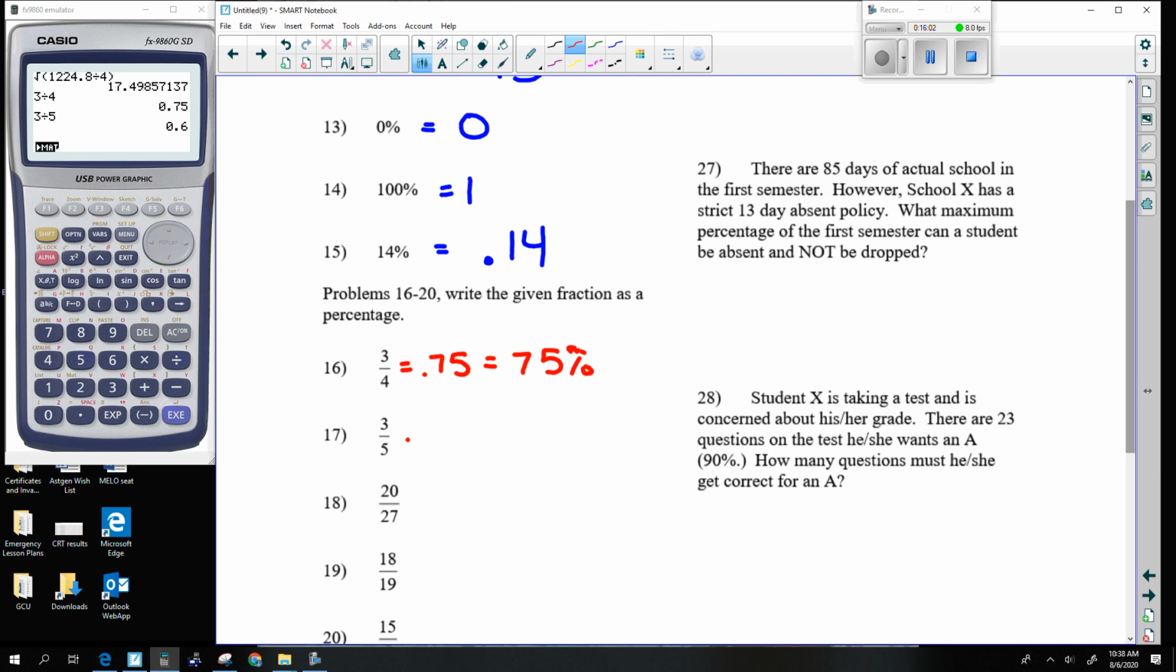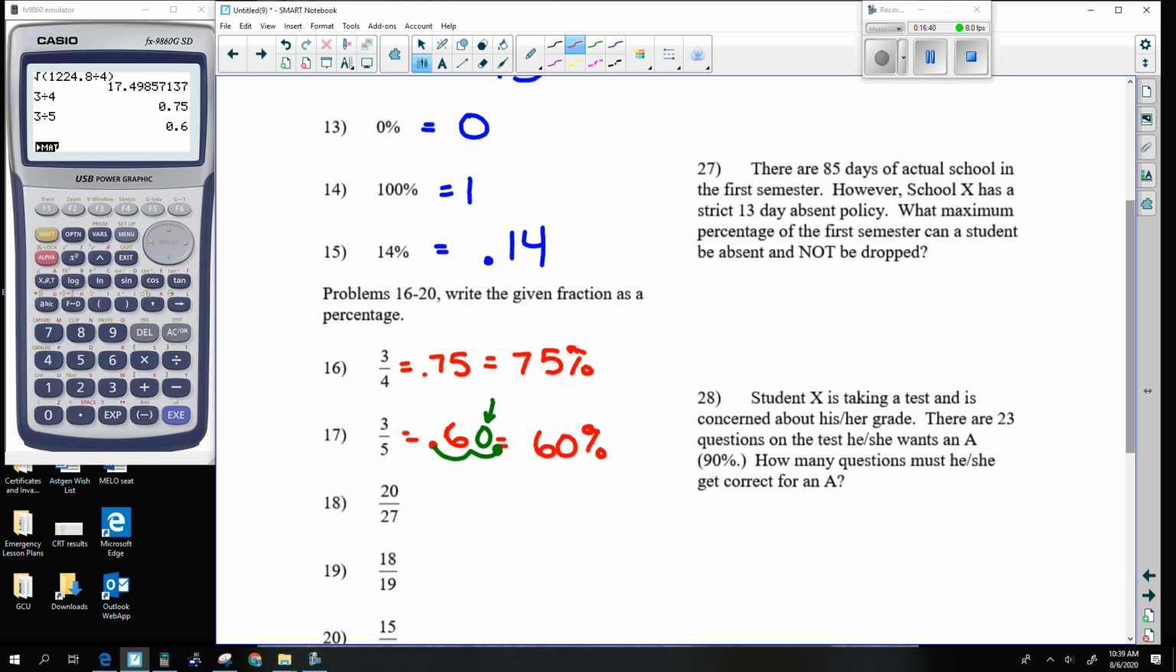3/5 is 0.6. So again, moving that 2 decimal places. When I move this one 2 decimal places, notice that there's a blank spot right here. Blank spots are filled in with zeros. So 0.6 is the same thing as saying 60%. So that's how that shakes out here a little bit.